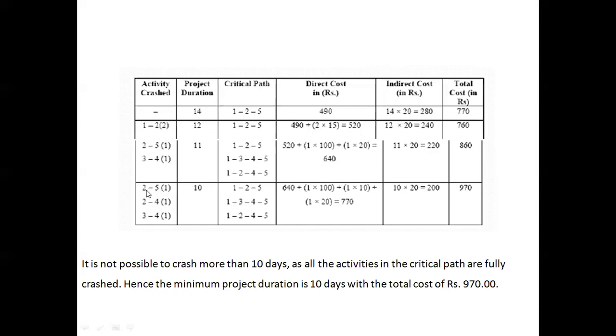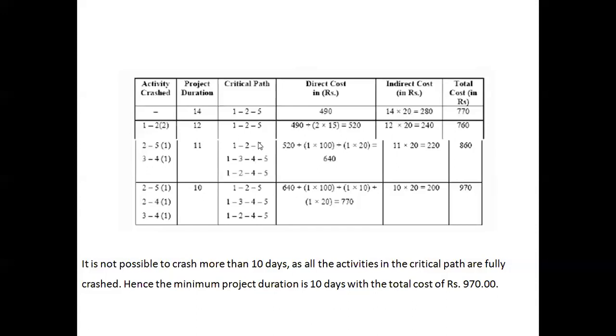The further crashing of 2 to 5 by 1 day, 2 to 4 by 1 day, 3 to 4 by 1 day is possible, which will make the project duration from 11 to 10. If any one of the activities among these three is left uncrashed, then the project duration will become 11 itself. In order to make the project duration equal to 10, all these three activities have to be crashed by 1 day, which is possible.